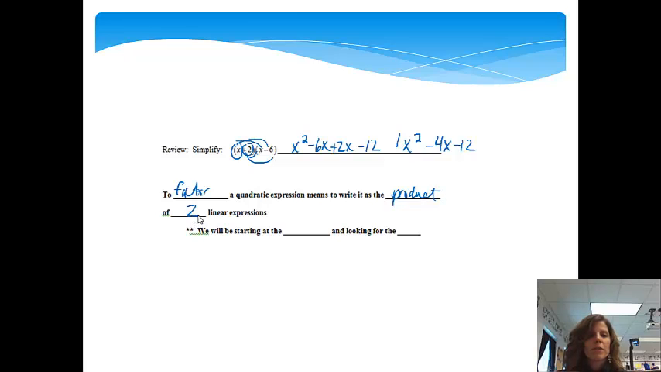of two linear expressions. Now, if you recall, when we were factoring before, we were just looking at a product, just like if I had 8, 4 times 2, that is factored because it's factored into a product of two of its factors. Basically, with a quadratic expression, and remember quadratic means the highest power is 2, so it's going to be a trinomial, 3 parts, the highest power will be 2, we'll basically be starting at the answer and looking for the problem.